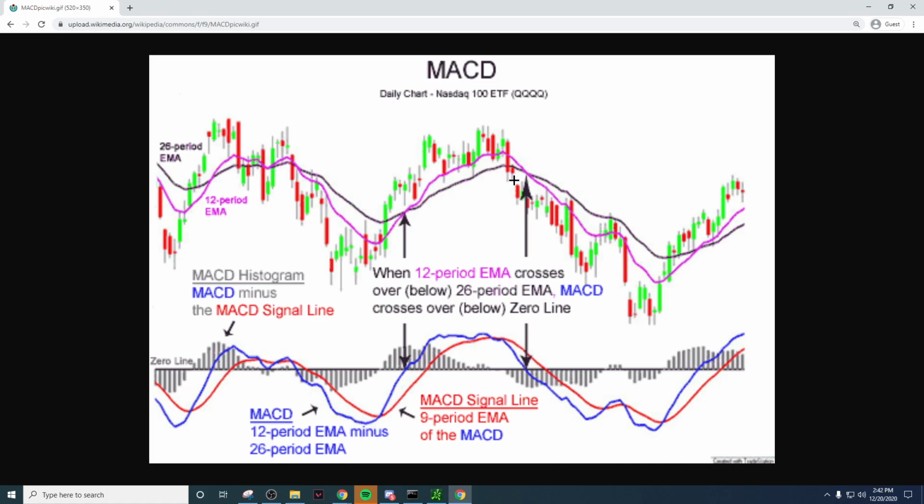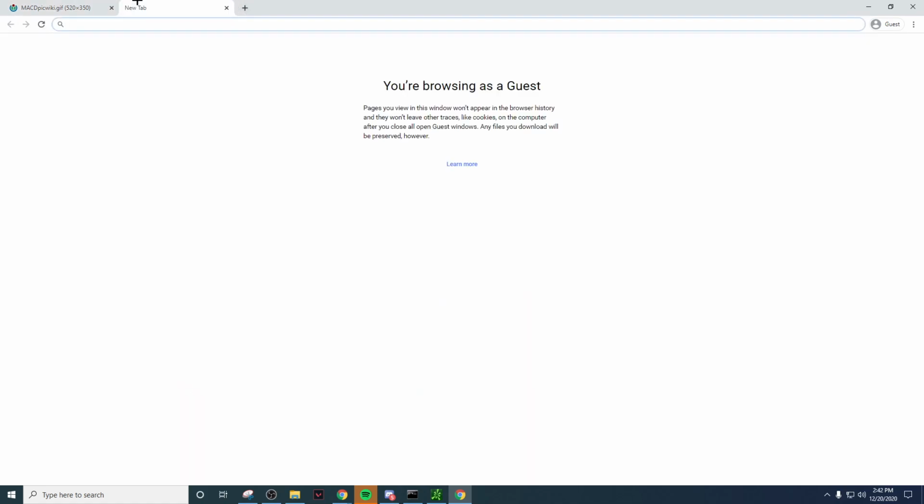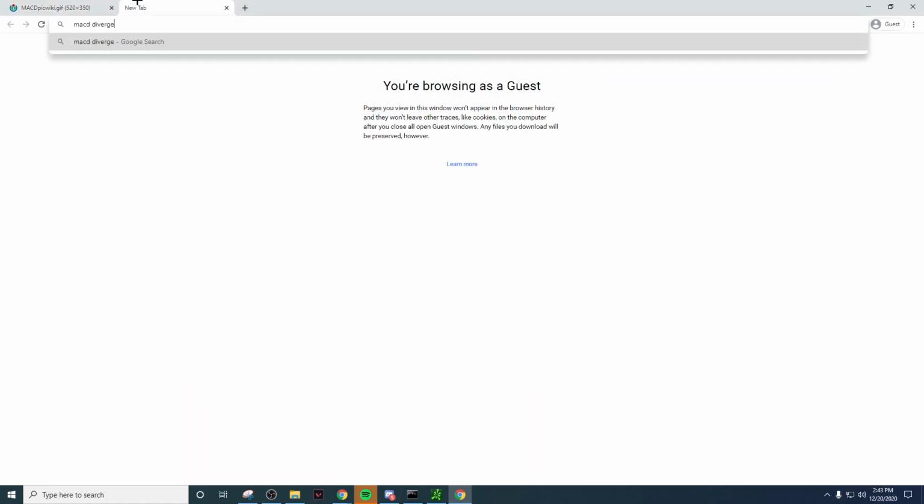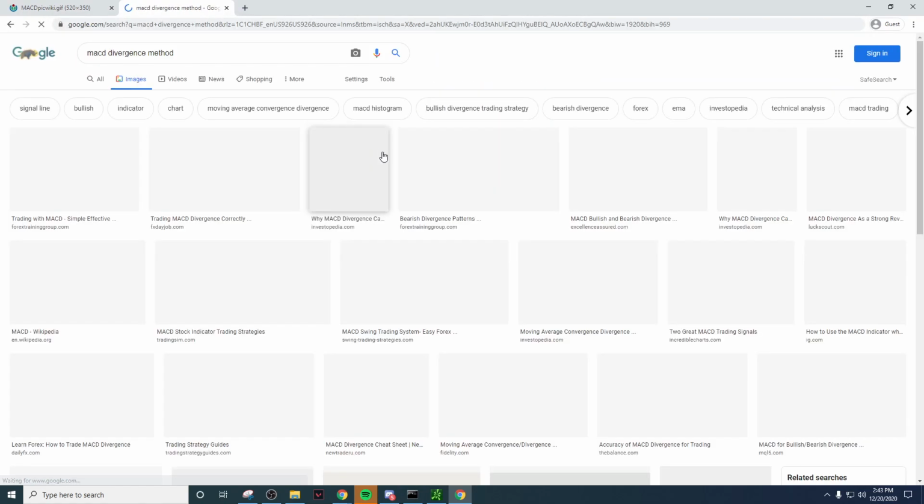There's other ways to play with the MACD, like the divergence method. MACD divergence method. Let me see if I can get a nice picture.